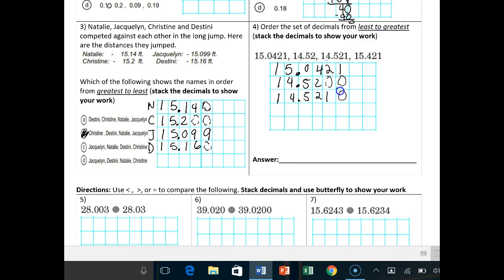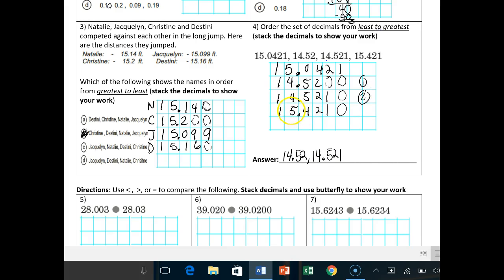14.521, add in a 0, and 15.421, add in a 0. All right, so the smallest one. So the 15s are out from being the smallest one. So now I'm down to the 14.521 versus 14.520. 14.520 is smaller. So 14.52 is the smallest one, followed by the next 14.521. That was 1. That was 2.